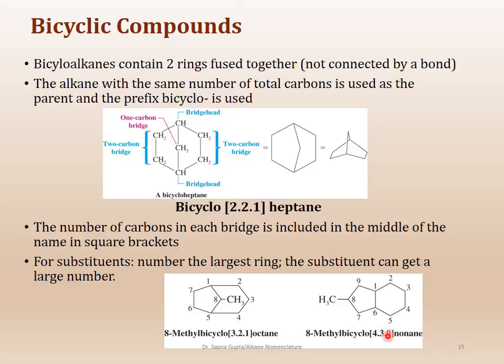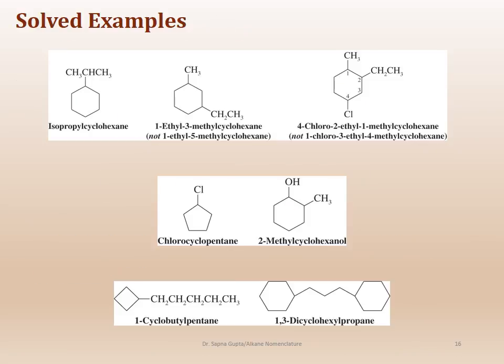And even if you have 0 bridging carbons, you still have to write 0, because it's a bicyclic compound, so you have to write that out. So that's how you would do it for bicyclic compounds. Here are some examples of all types of compounds.